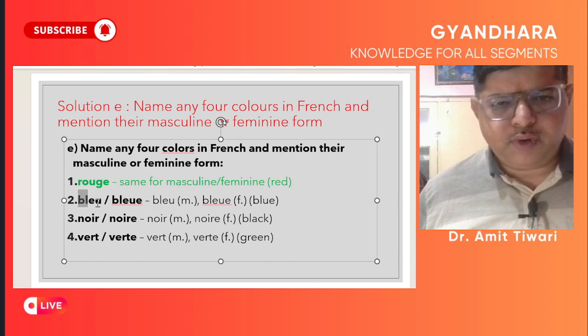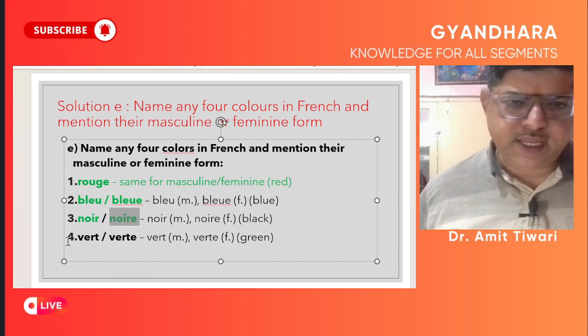Like bleu is used for masculine, and on the contrary bleue is for feminine. The pronunciation is quite similar but the writing is different. Both meanings are blue, but masculine and feminine will be different. Similarly, noir and noire are two examples. Noir is black, sorry, that is for masculine, and noire for the feminine. So that is for the black.